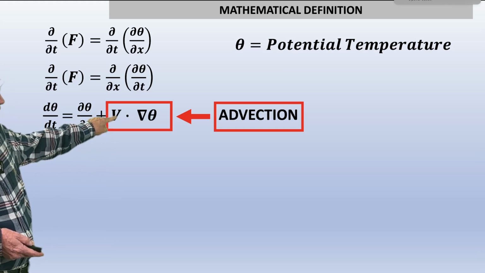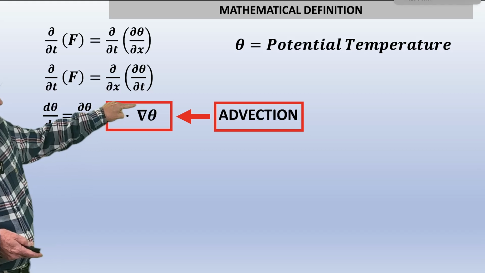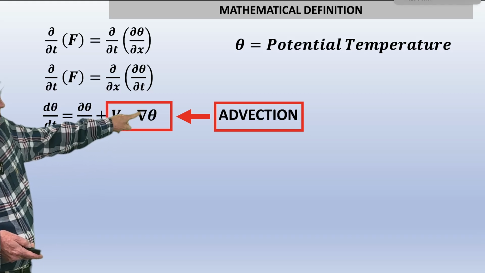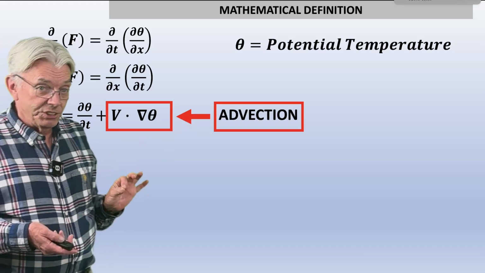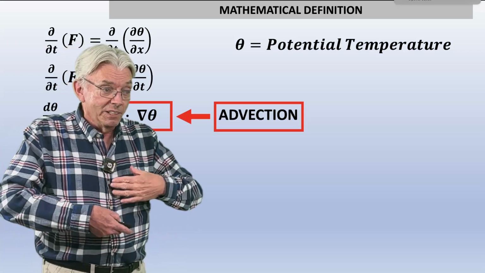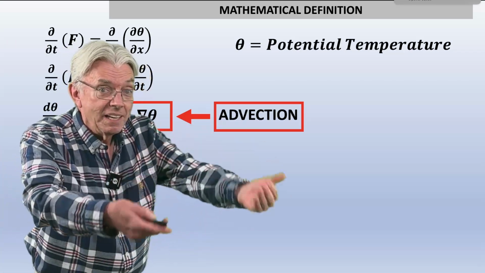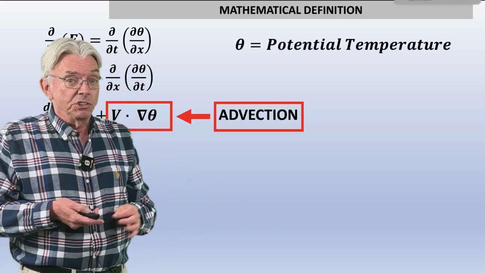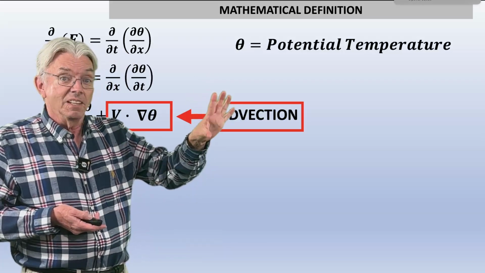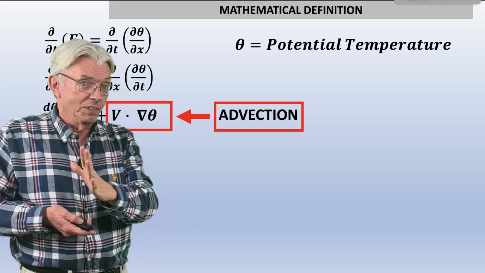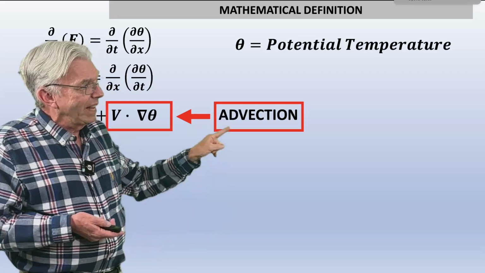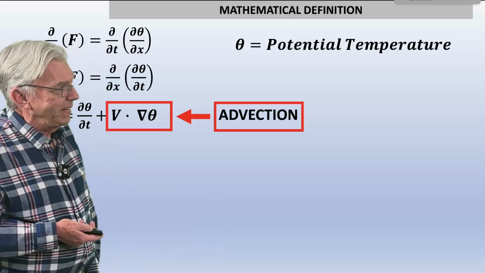It's the total wind dot product, the gradient in temperature. That's what that upside down triangle stands for. And that means advection. That means the wind is blowing a different temperature into your area, okay? So it's one thing to have the sun come out and heat you up. It's something else to have the wind blow a different temperature into your area. That's what that advection term means, okay?